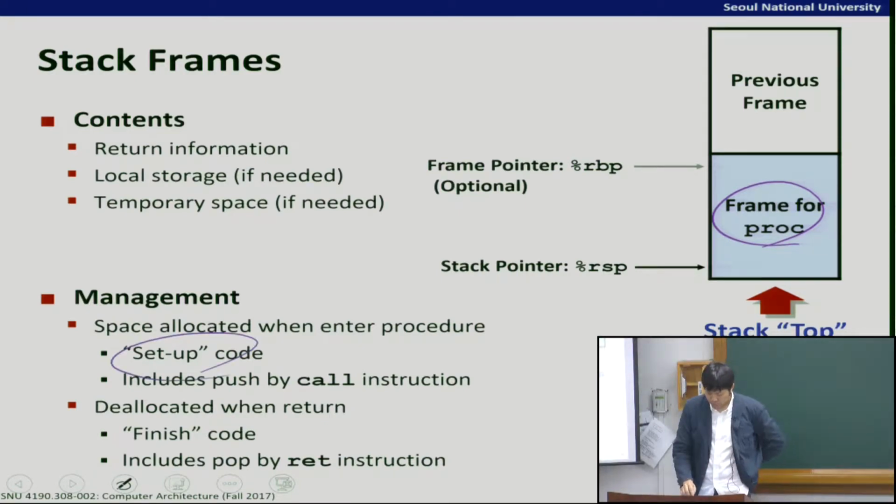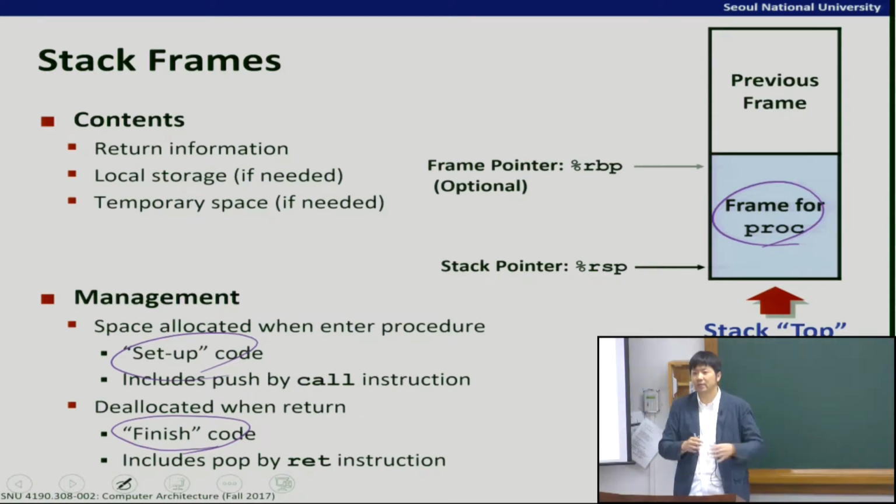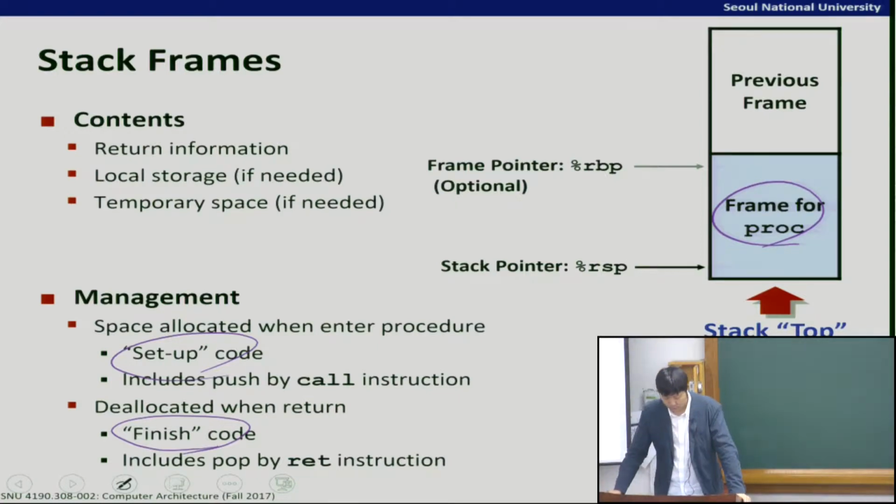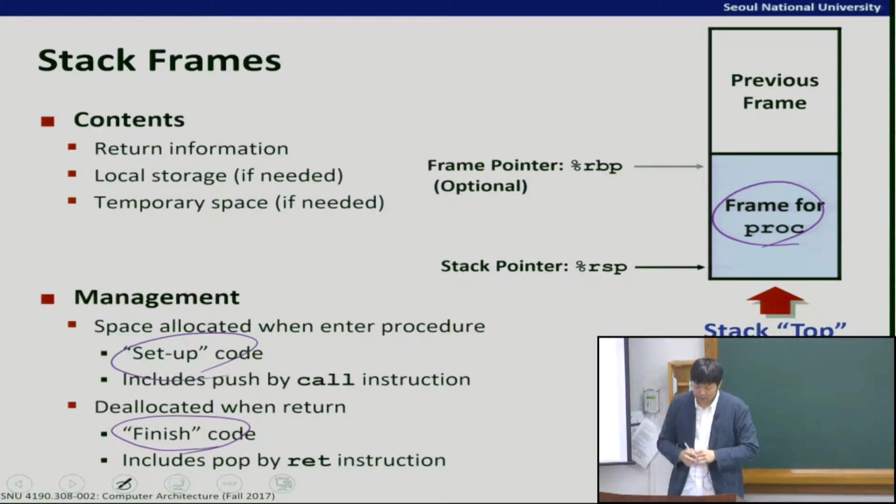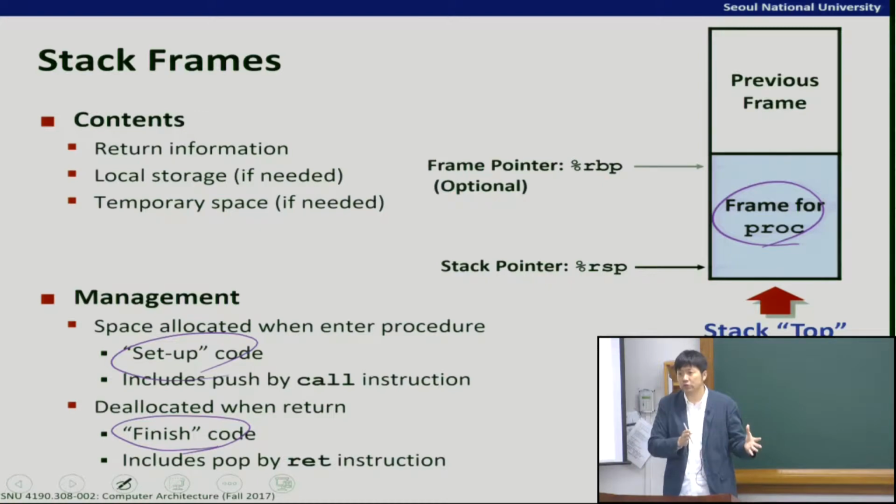And when you return from this function, you have to execute finish code. Finish code is basically recovering any value that was saved, for example callee saved registers, and you pop them to recover the values. You also need to pop the return address from the stack to come back to the original caller, right? That's what happens before executing either a call instruction or return instruction. So let's take a look at what's happening more concretely.